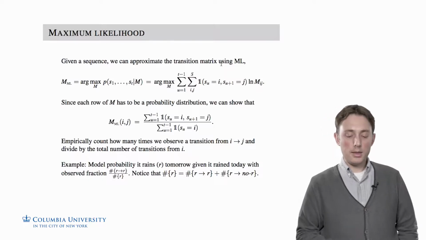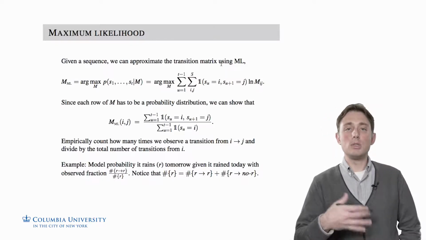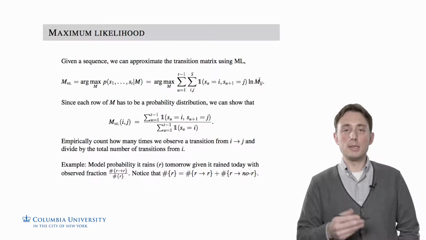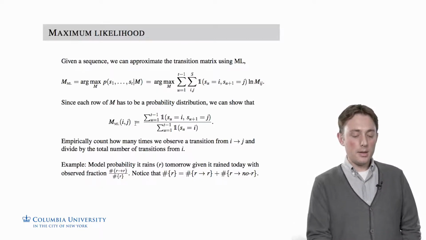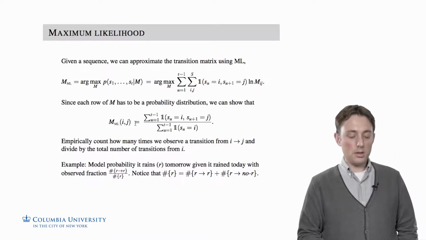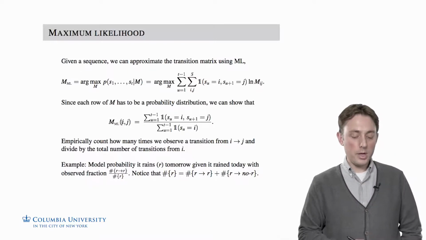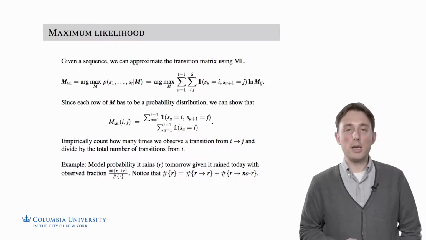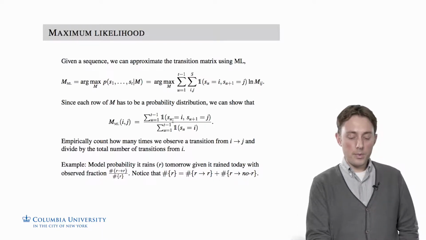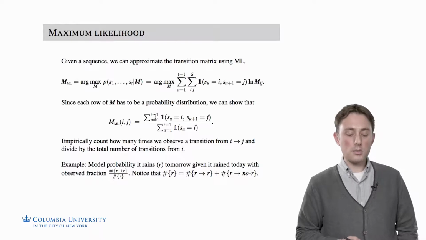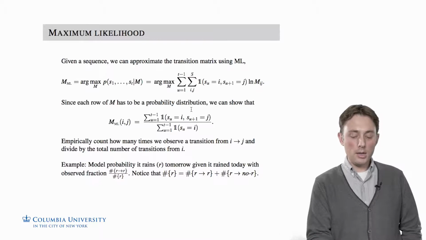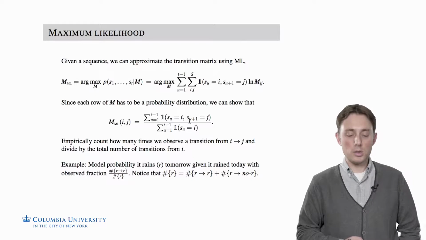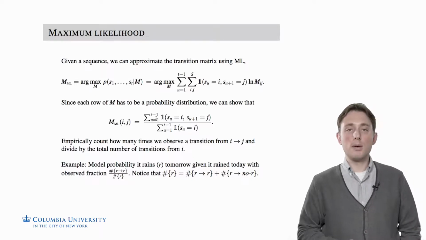And now if we just take the derivative and maximize subject to the constraints that M only has non-negative values and that each row has to sum to 1, we can find that the maximum likelihood transition matrix for transitioning from state i to state j is equal to the total number of times in our data set or in our sequence that we make this transition. So we are summing here an indicator of transitioning from state i at time u to state j at time u plus 1. We're summing over every single time point.